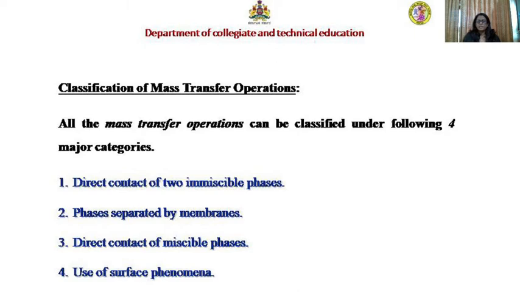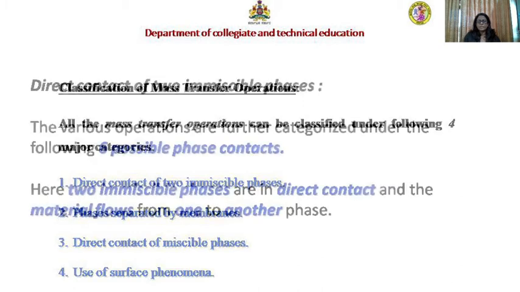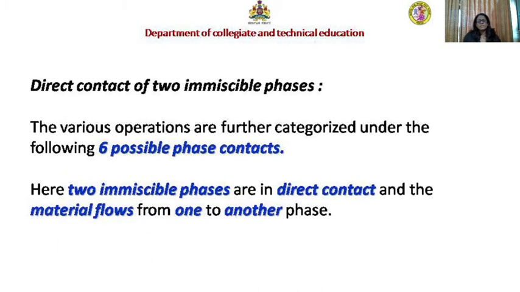So let us now take up the first category and how the various operations are further categorized under subgroups and what are all the important applications of these operations. So as I said before, this category has mass transfer operations which involve two immiscible phases that are directly contacted with each other so that the material flows from one phase to another.